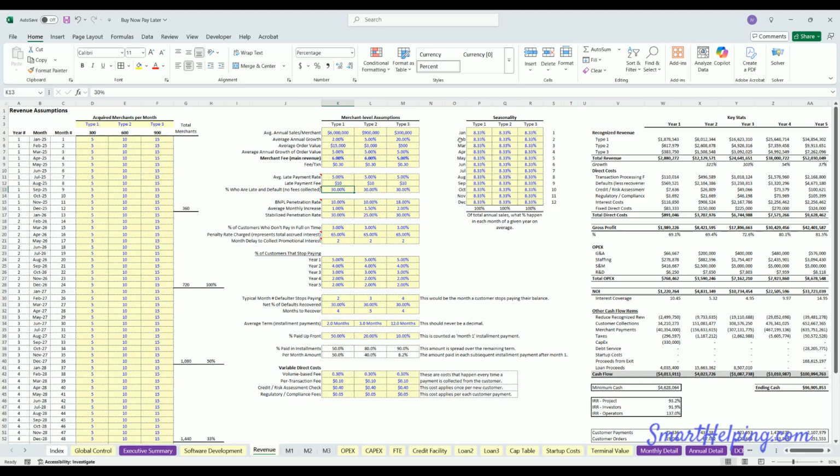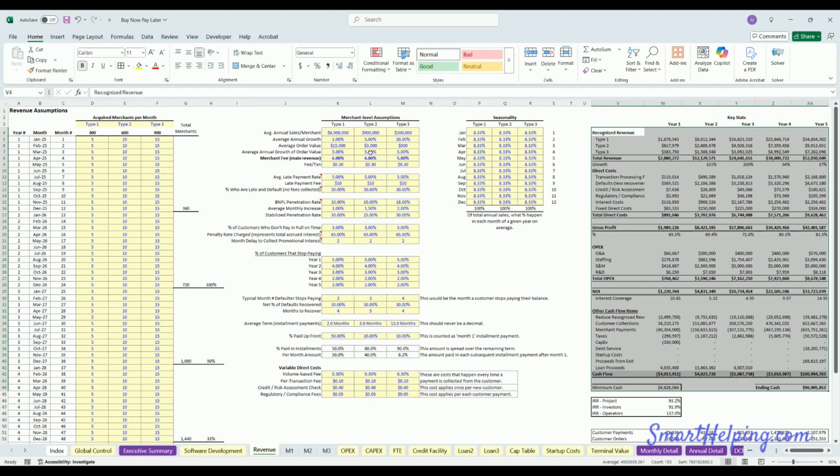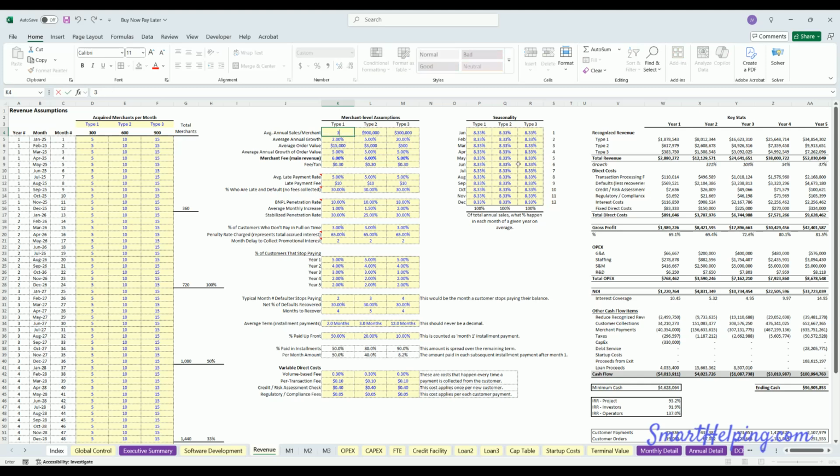And notice how I put all of the assumptions over here to the right. So as you adjust these things, you can see how it changes. Like, let's say these merchants were averaging 3 million instead of 6. You see the numbers are going to go down. My ending cash is 96 million. Now it's, oh, we added too many zeros. Sorry, now it's 27 million.